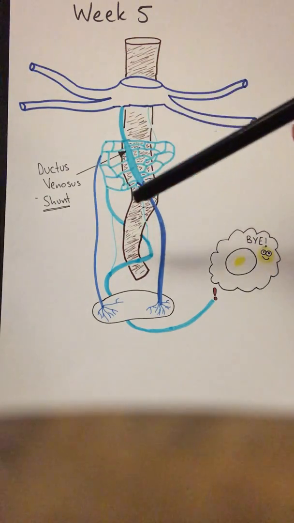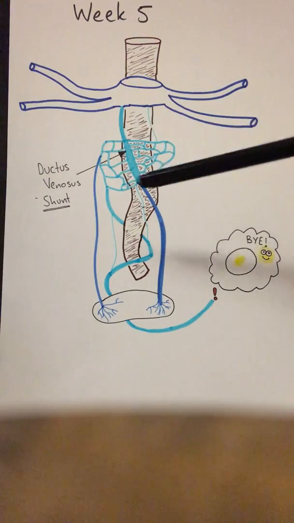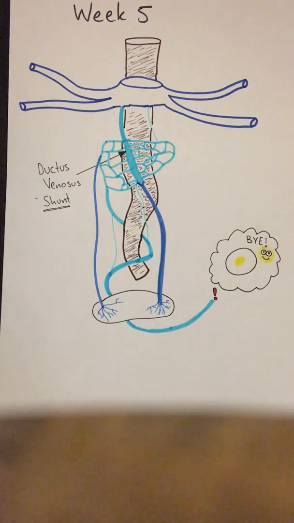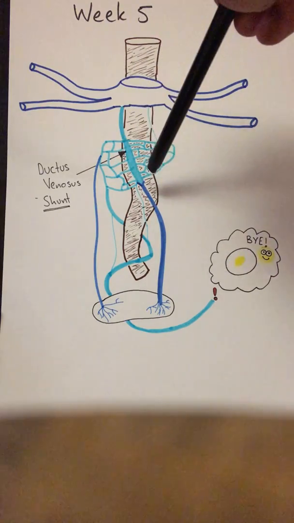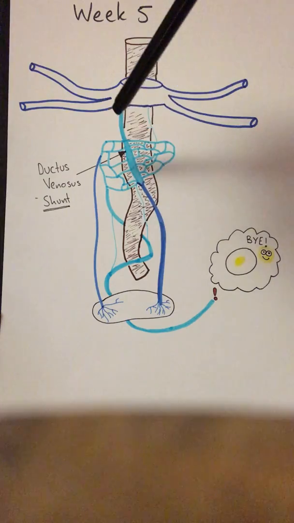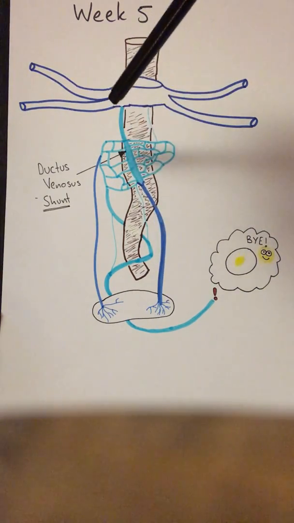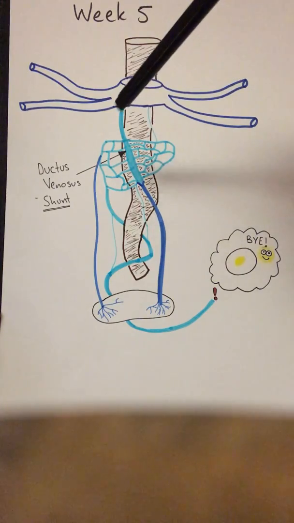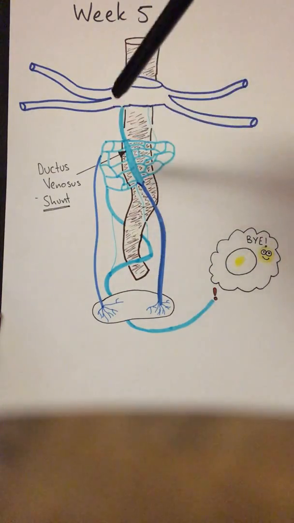But you've developed quite an important network of vessels within the liver. So these either side are the sinusoids of the liver. And from the placenta, you've got this shunt straight through the middle of where the developing liver would be. And this is going to be known as the ductus venosus. And what the ductus venosus is going to do, it's quite an important shunt.